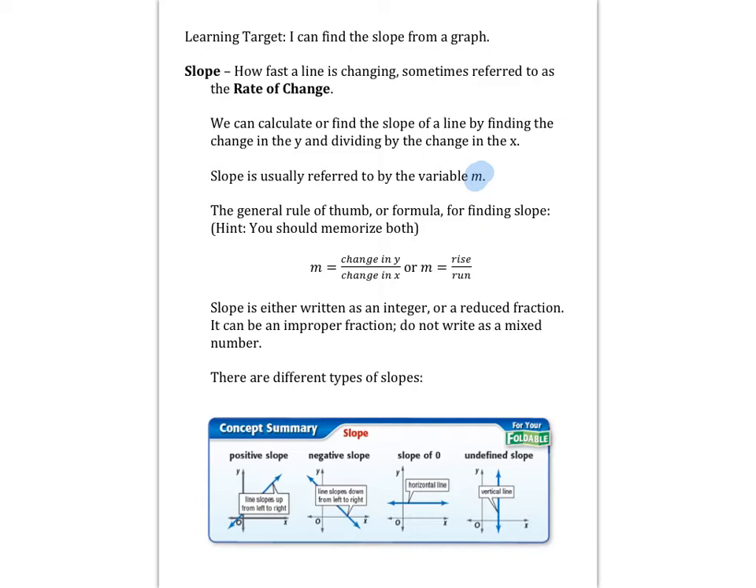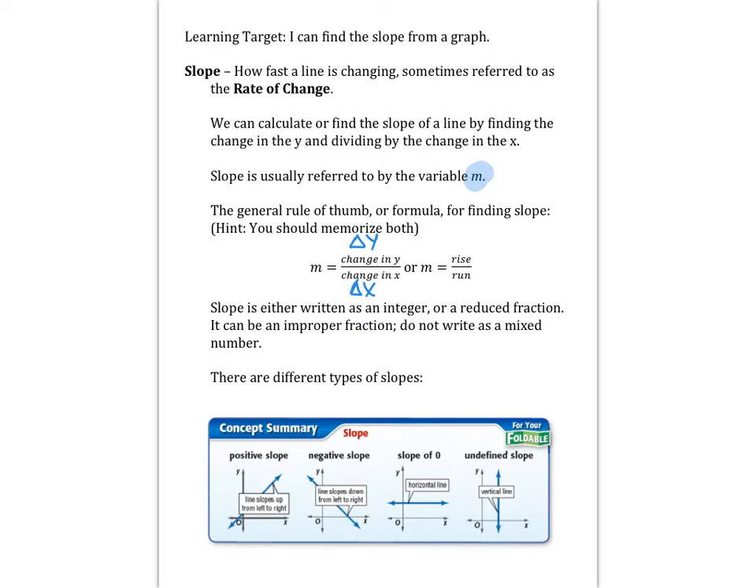And sometimes you might see change in y written as a triangle y and then triangle x. And that just means change. So change in y divided by change in x, or m is equal to rise over run. And that's again rising up or down on the y-axis and running left or right on the x-axis.